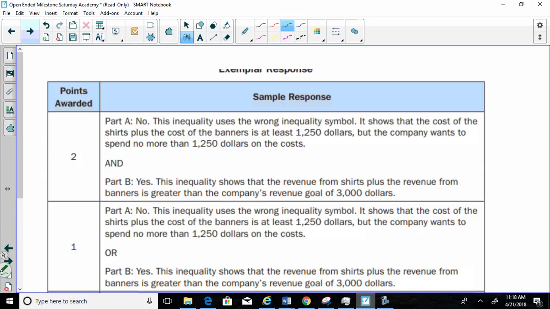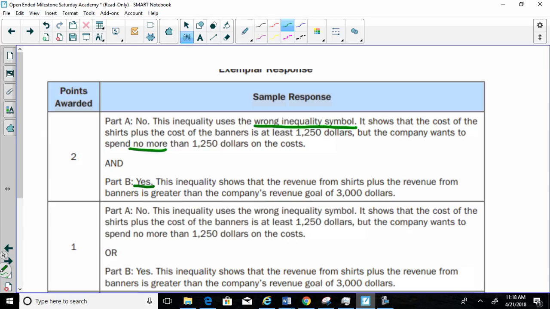All right, so the first one's no. The inequality uses the wrong inequality symbol. It shows that the cost of the shirts plus the cost of the banners is at least, or greater than or equal to, $1,250, but the company wants to spend no more than $1,250. And I'll put this answer key on too. So all these questions are basically ones you could see. I align your tests so they look like the milestone questions. Then the second one was yes.